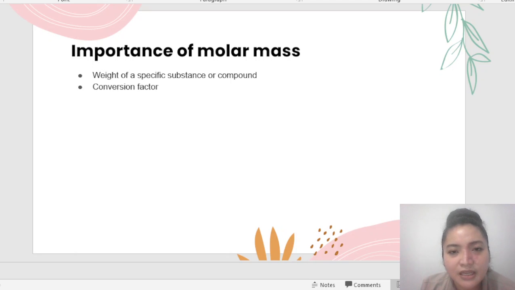This is mostly done in a laboratory setting. Most especially if you want to determine the specific amount of a substance, then we will need the molar mass. It is also important for us to use the molar mass as a conversion factor.